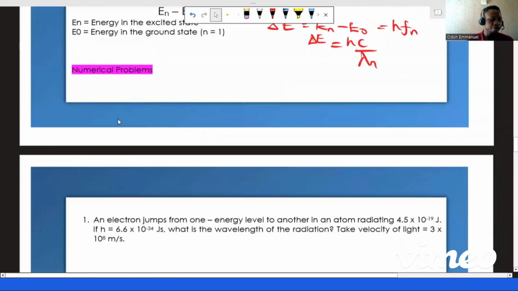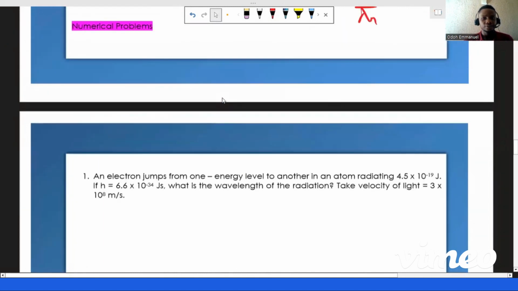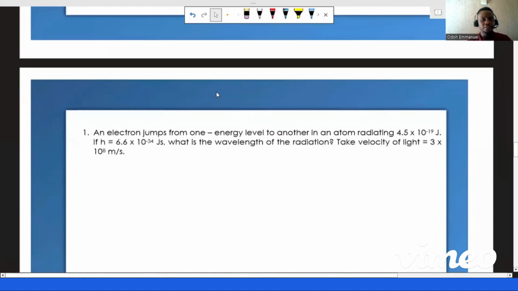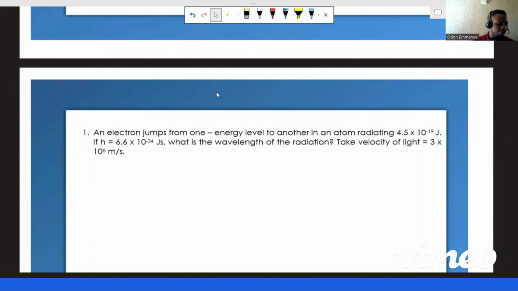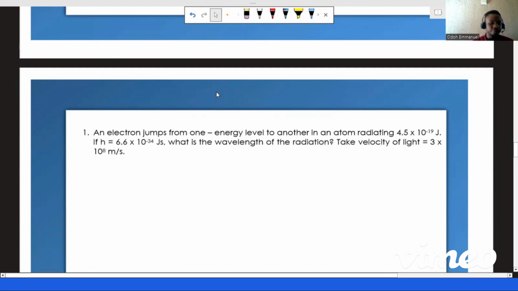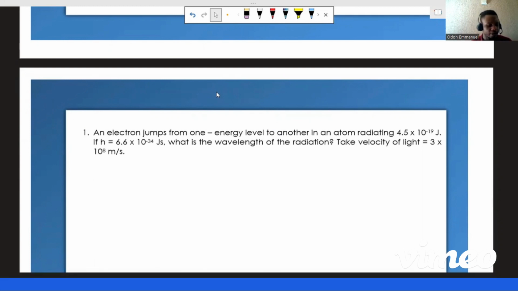So let's see some numerical problems. An electron jumps from one energy level to another in an atom, radiating 4.5 times 10 to the power minus 19 joules of energy. If Planck's constant is 6.6 times 10 to the power minus 34 joule seconds, what is the wavelength of the radiation? Take the velocity of light c equals 3 times 10 to the power of 8. So how do we solve this?